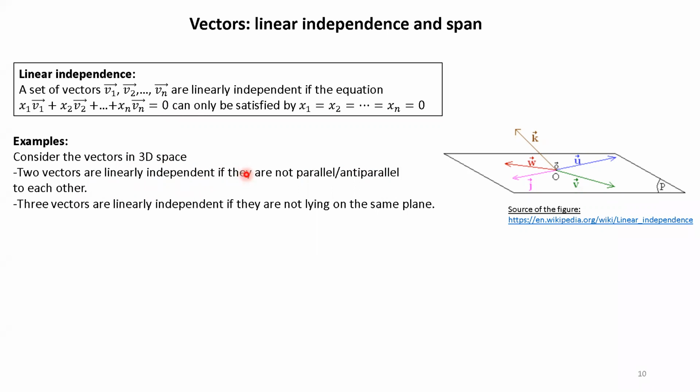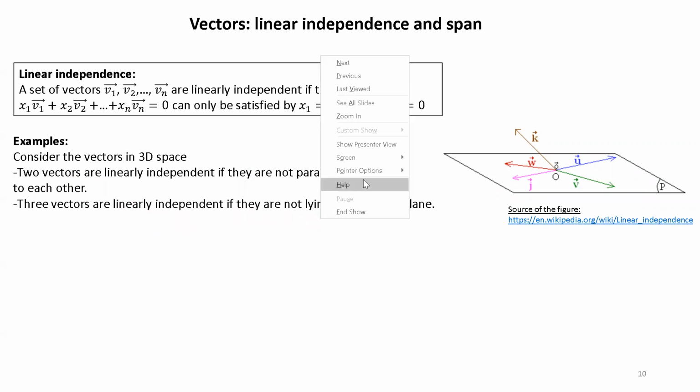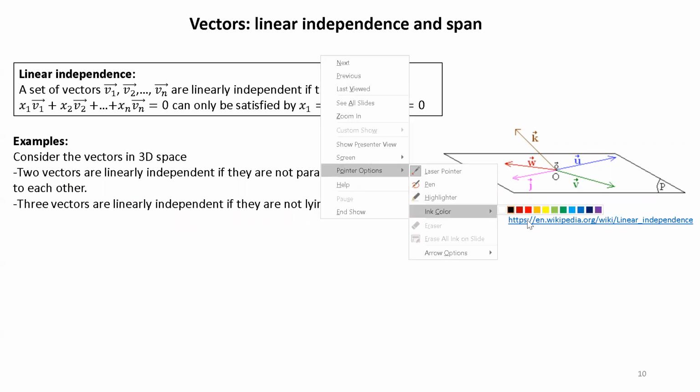So what about three vectors? Actually, three vectors, last time I also told you, right? If I have a set of three vectors, and none of the members can be expressed as a linear combination of the other two, then these three vectors are linearly independent, right?